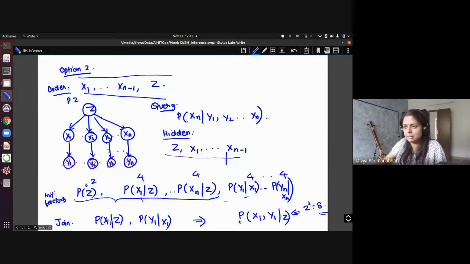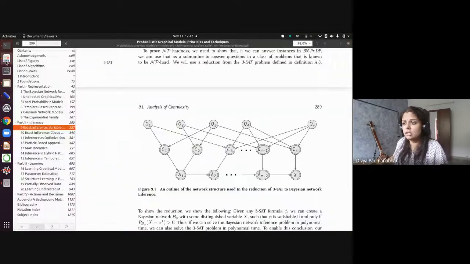You can construct a Bayesian network, and if you solve a particular query on the BayesNet created, that will solve the satisfiability problem. And since this inference problem solves the satisfiability problem, it cannot be efficiently doable, because satisfiability is hard. So if there are hard instances, it means that particular query on the BayesNet is hard. I'll just show you that particular graph.